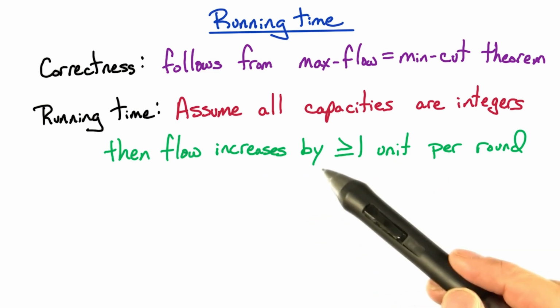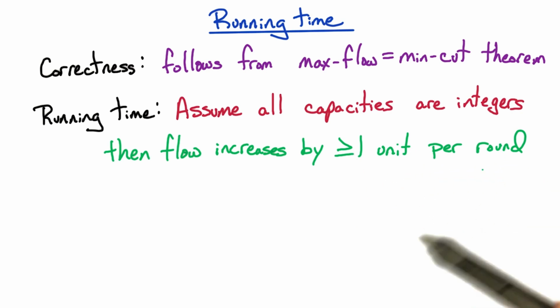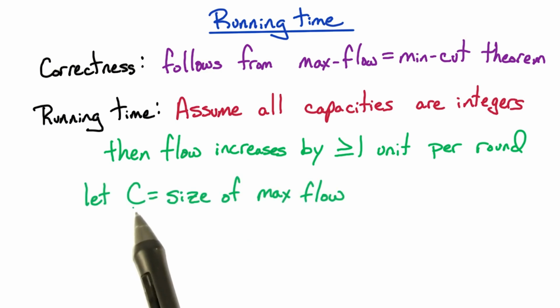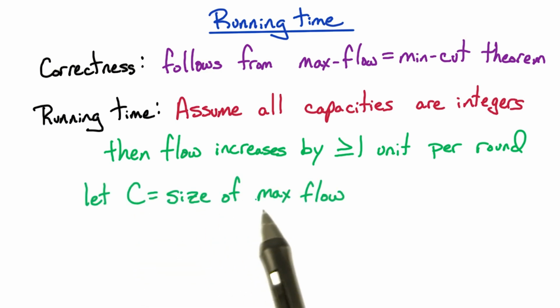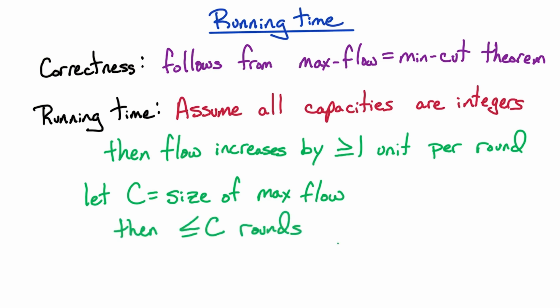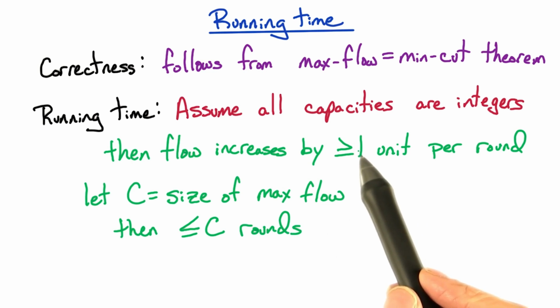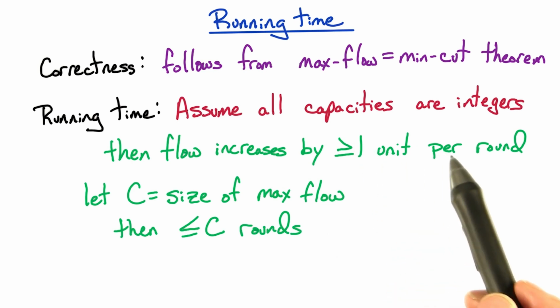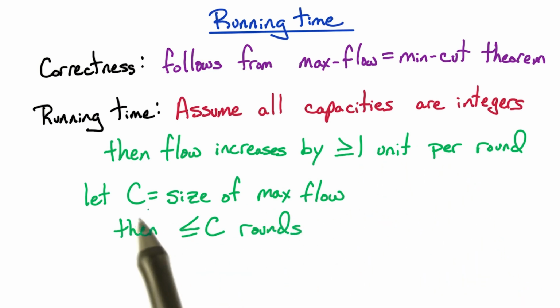So the flow is going to increase by at least 1 unit for every round of the Ford-Fulkerson algorithm. Now, how many rounds do we have? Let's let capital C denote the size of the max flow. This is what we're trying to find. Well, then we have at most capital C rounds of the algorithm, because in every round, the flow increases by at least 1 unit. The maximum flow that we're trying to find is of size capital C, so we're going to get at most capital C rounds.